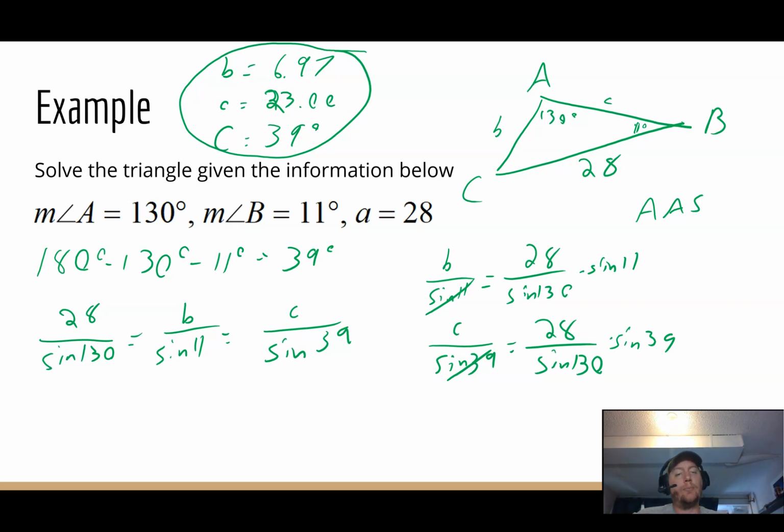Remember, if you're given three, you should be solving for three, because a triangle has six measurements: three sides, three angles. All right, let's go on to the next one.